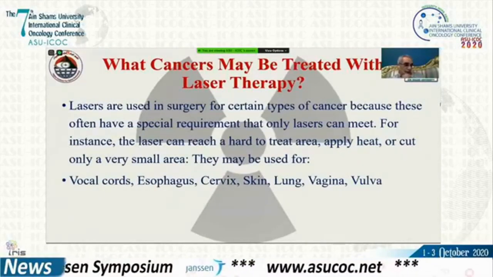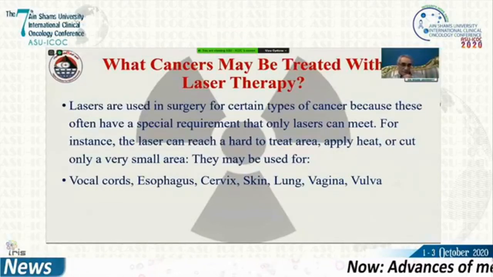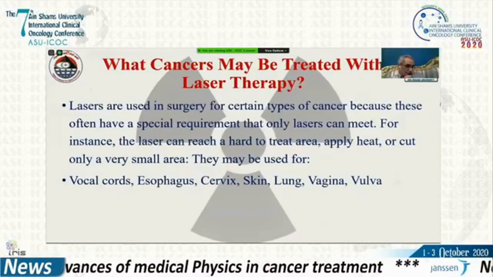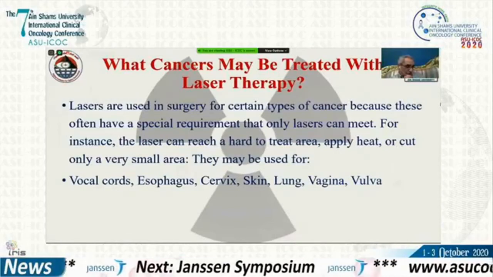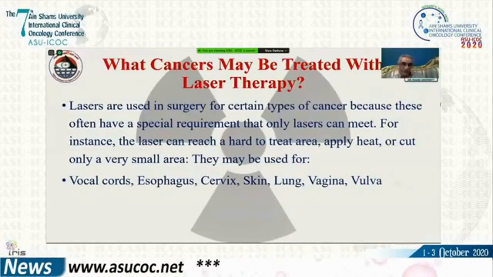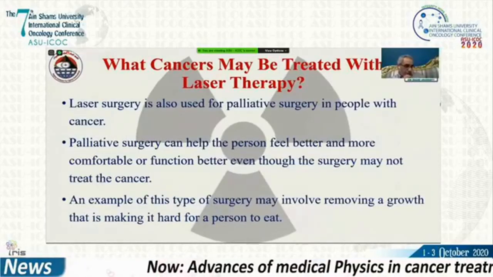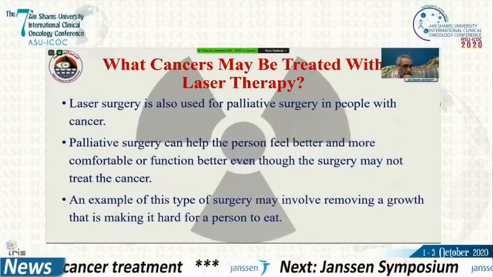Lasers are used in surgery for certain types of cancer because these often have a special requirement that only lasers can meet. For instance, the laser can reach a hard to treat area, apply heat, or cut only a very small area. They may be used for vocal cords, esophagus, cervix, skin, lung, vagina, and vulva. Laser surgery is also used for palliative surgery in people with cancer. An example of this type of surgery may involve removing a growth that is making it hard for a person to eat.